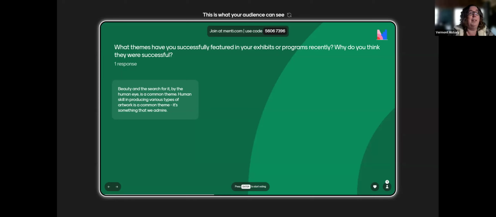So we've got, and I will say it doesn't tell me who put the answer in, so I may ask for some clarification. The first answer: beauty and the search for it by the human eye is a common theme, right? Human skill in producing various types of artwork. Yes. And then a comparative look at transportation, particularly railroad in rural America.